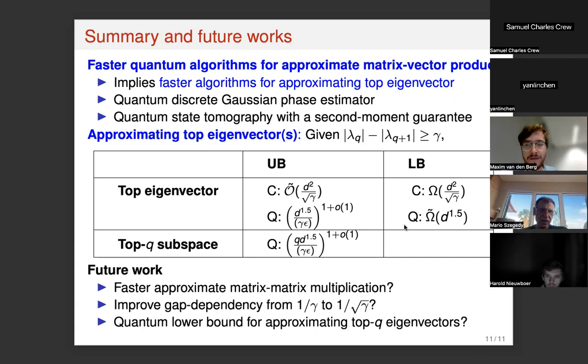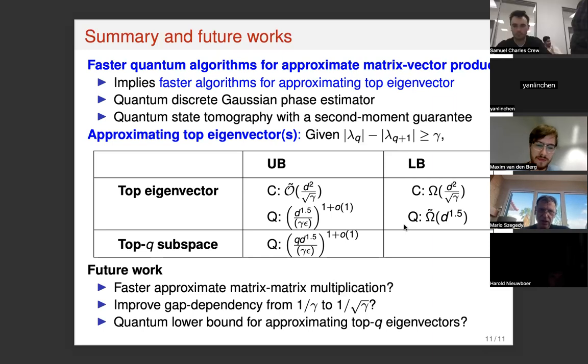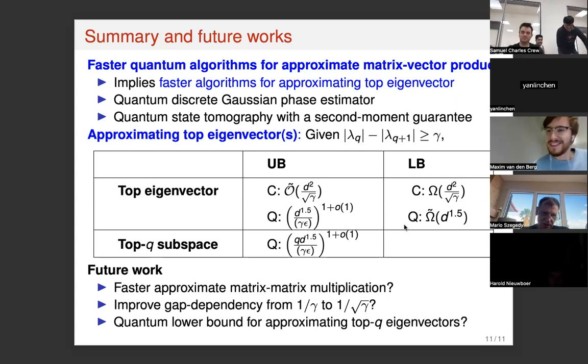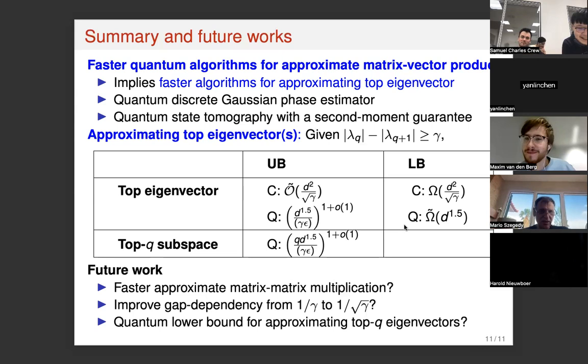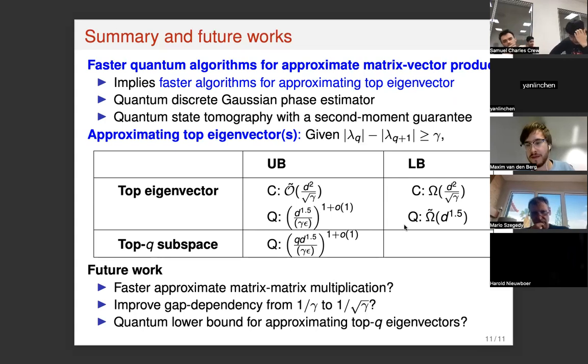Yeah. Well, I wanted to ask, if the top eigenvalue has multiplicity q, then can you find it in square root of q times d to the 1.5? I just said that if the largest eigenvector has eigenspace dimension q, can you find it in square root of q times d to the 1.5? So you are saying we have q top eigenvectors, right? Then yeah.